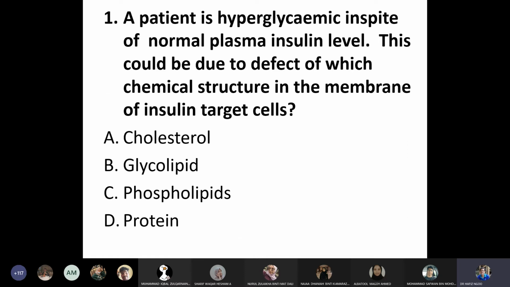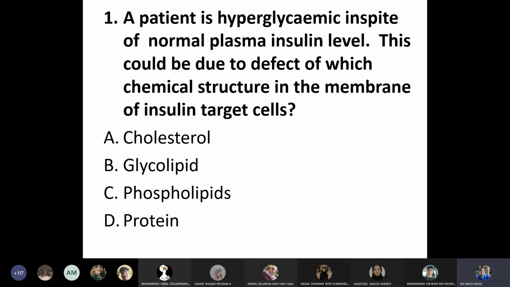A patient is hyperglycemic in spite of a normal plasma insulin level. This could be due to a defect of which chemical structure in the membrane of the insulin target cell. The first one says cholesterol. Two persons answered that, so that is not the right answer.